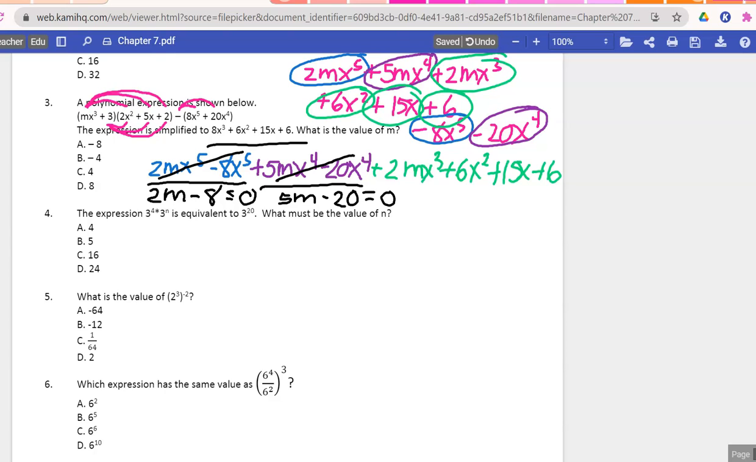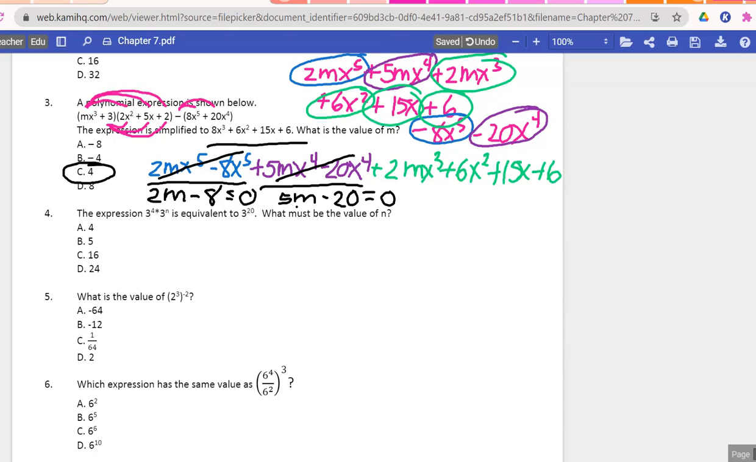So you're looking for a number that when you multiply that number by 2 and you subtract 8, you get 0. When you multiply that number by 5 and you subtract 20, you get 0. The number you are looking for here is 4. 2 times 4 gives you 8. 8 minus 8 gives you 0. 5 times 4 gives you 20. 20 minus 20 gives you 0.